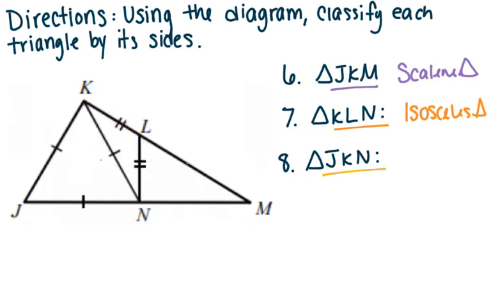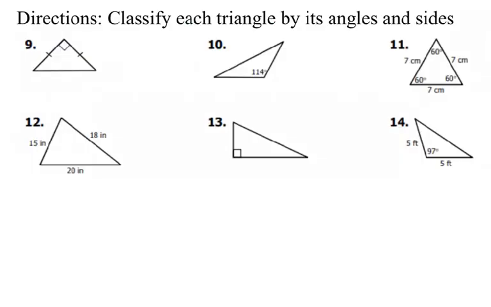But we're going to go from J to K to N. So J, K to N. So notice these have that 1 marking, which means all 3 of those are congruent to each other. So that is when we use the term equilateral triangle. Equilateral, equal sides, is what it translates to. Okay, pretty easy.